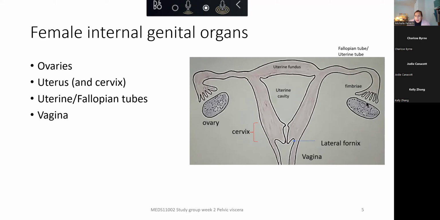Any questions about this or this diagram so far?